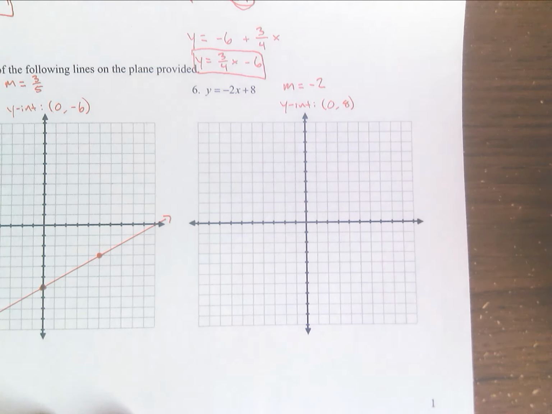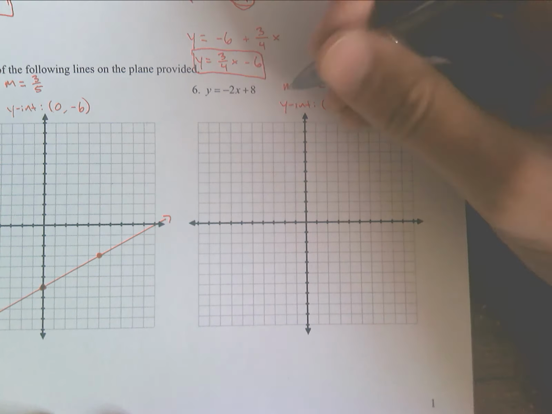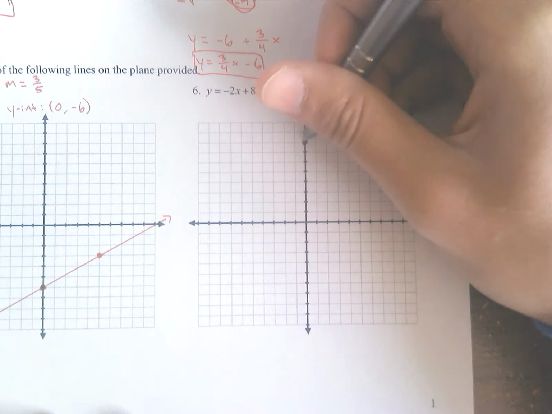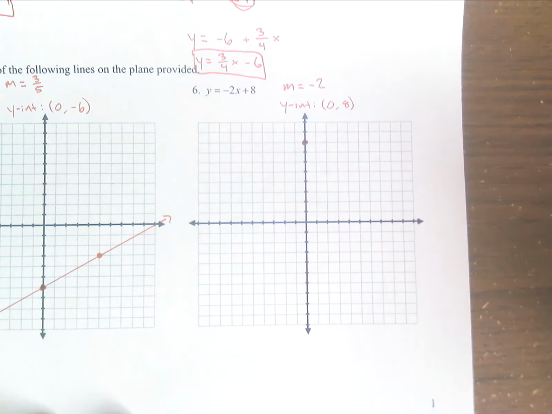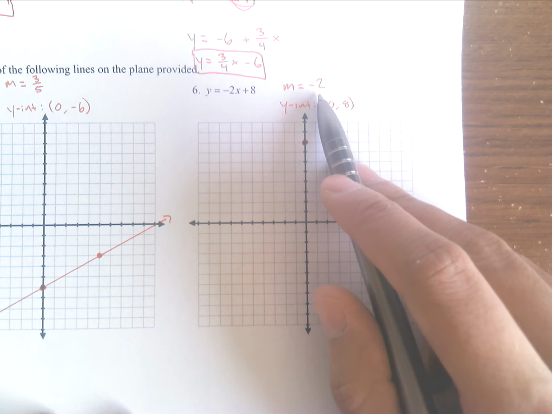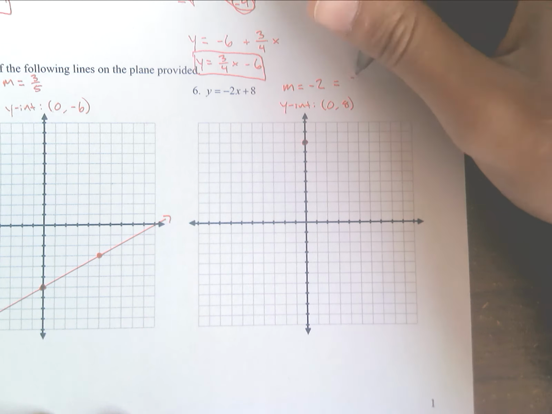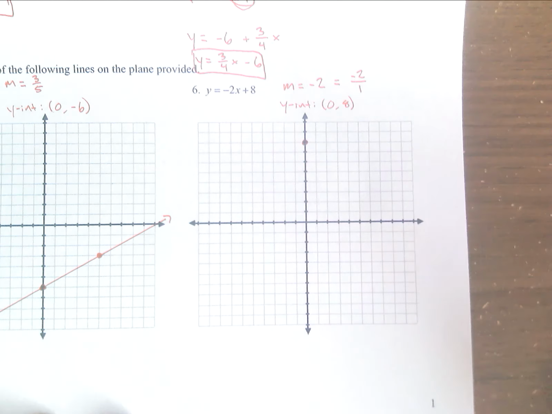Now, in order to graph this, again, we start with the y-intercept, so 0, 8. We're going to count up 8 on the y-axis. Our slope is negative 2, rise over run, but in order to use that, I like to put this in a fraction form. So remember, any whole number that we have, we can always put it over 1. So our slope of negative 2 can be rewritten as negative 2 over 1. That works for any whole number.